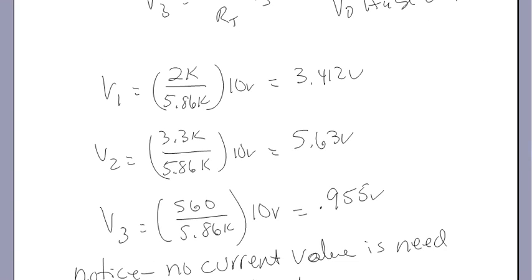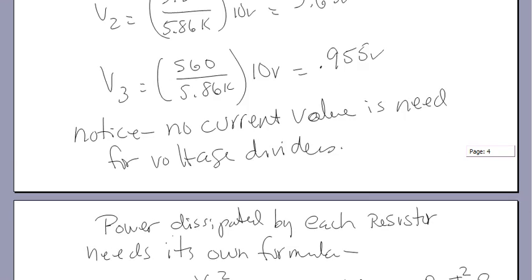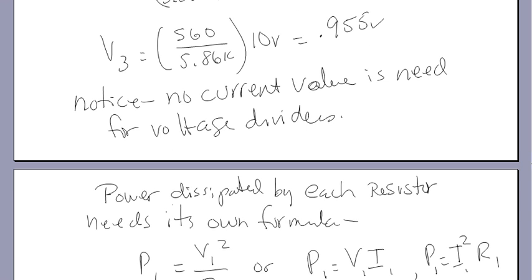Okay, so anyway, I just plug in my numbers. R1 was 2K over 5.86 times 10. Again, I got that 3.4. It's the same number I got with Ohm's law. 3.3K over 5.86K times 10 was the 5.63 volts. And V3, I get the 0.955. Again, I got the same exact values. And notice no current value is needed for voltage dividers.